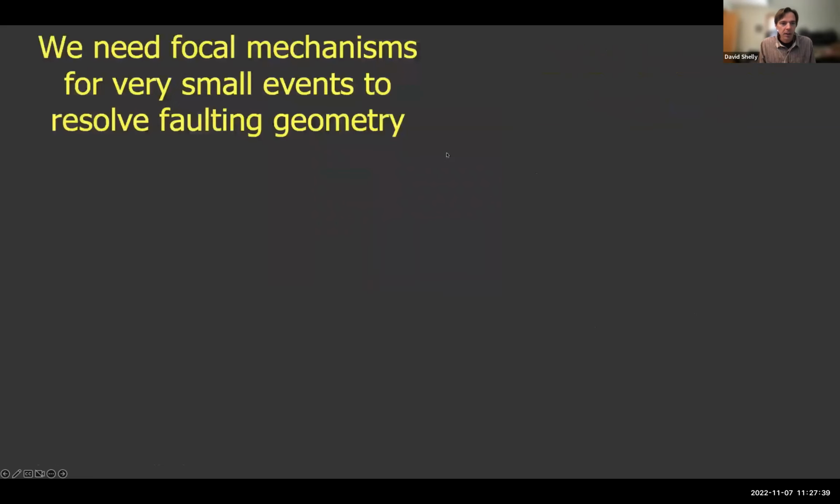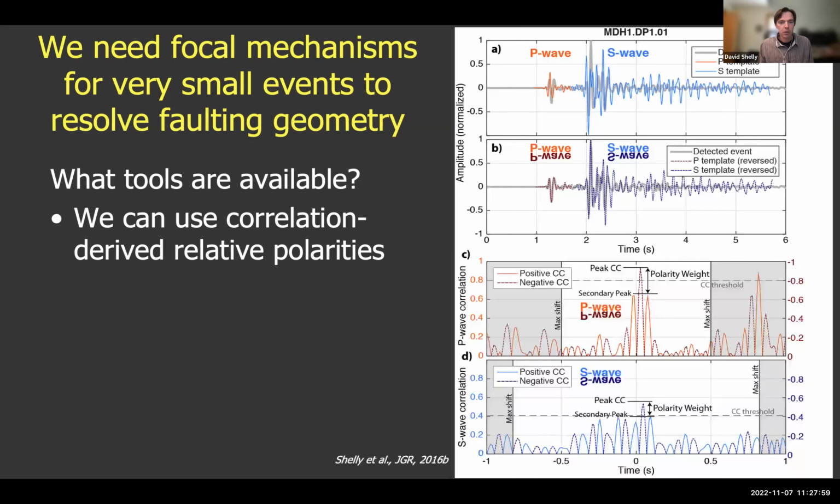And this is another case where we really would like to have focal mechanisms to resolve the faulting geometry. We can try to connect the dots with the relocated seismicity, but there are some cases where the faulting structures may still be ambiguous. So I talked about using the relative polarities to help constrain focal mechanisms. We can do that again in this sequence.